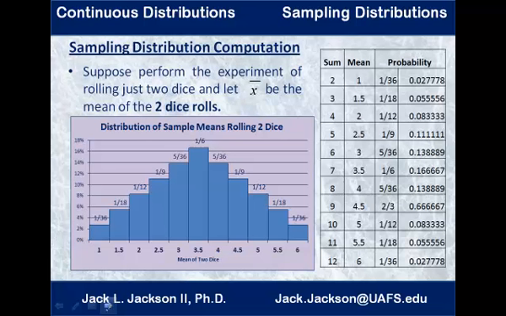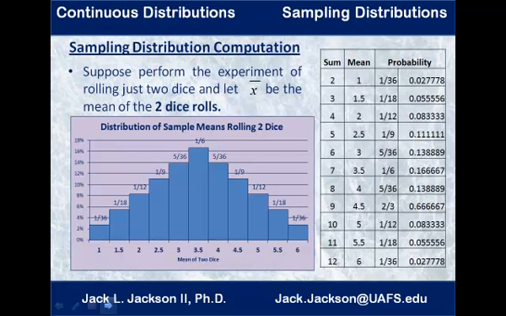So here's the table for the mean of a pair of dice, a sample size of 2, so we're doing sample means from a sample size of 2. Here's the table for the values of the mean and their probabilities, the table for the PDF of this distribution of sample means. That's on the right, and then on the left you have the graph of that PDF.